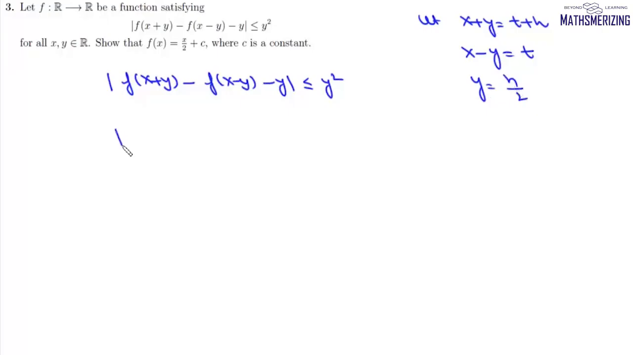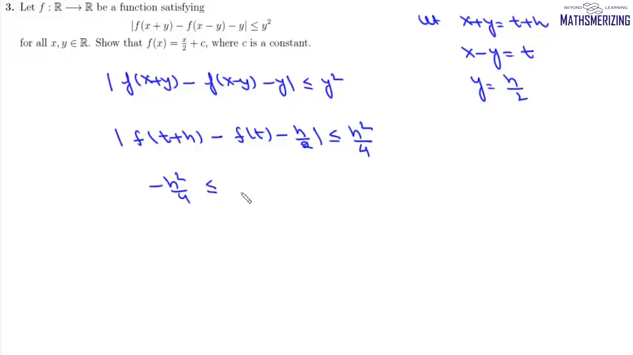So we can write this as mod of f(t plus h) minus f(t minus h by 2) will be less than or equal to h square by 4. Now mod x is less than a, then x lies between minus a and plus a. So we can write minus h square by 4 is less than or equal to f(t plus h) minus f(t minus h by 2), and that will be less than or equal to h square by 4.